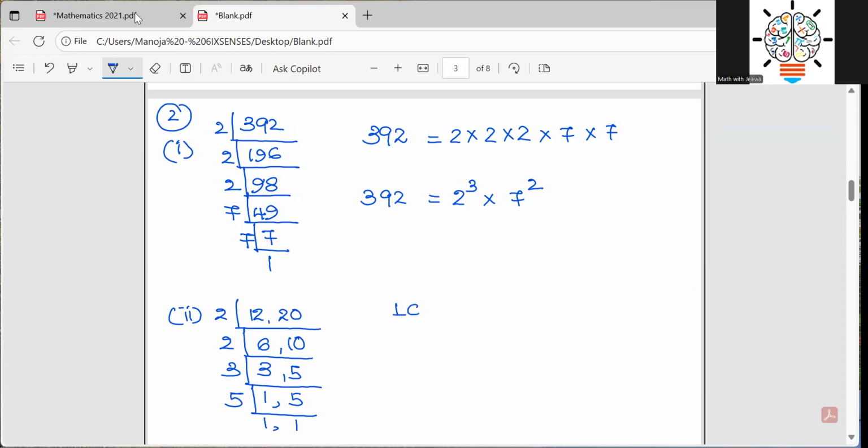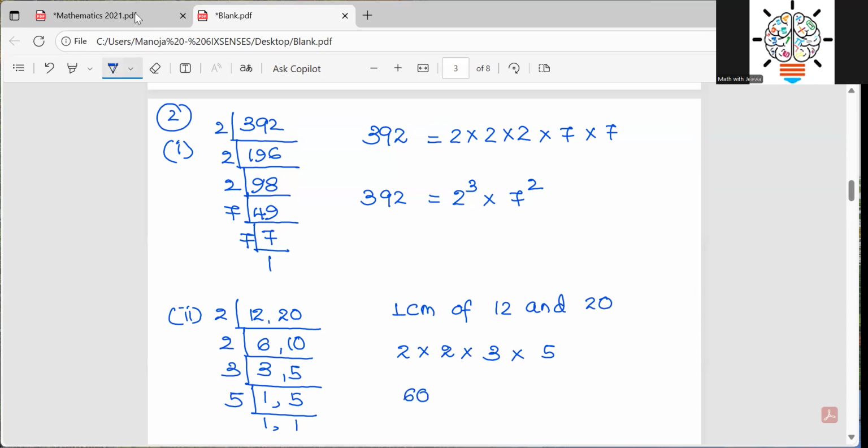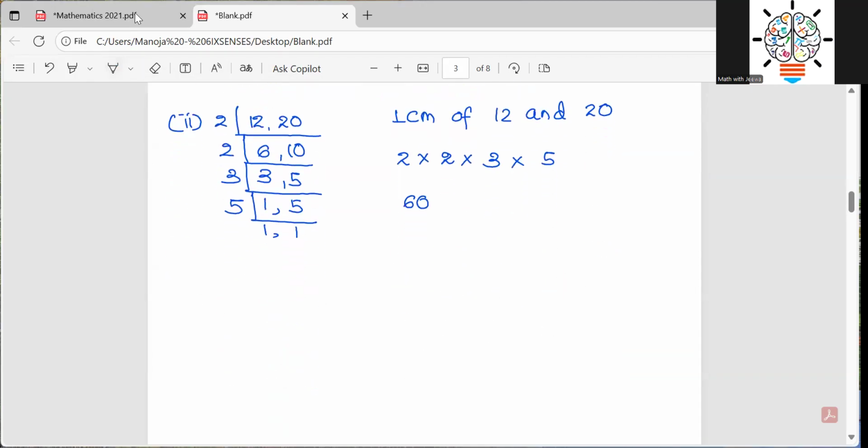So then how am I going to get the LCM of 12 and 20? So then the 2 times 3 times 5. 2 times 2, 4. 4 times 3, 12. 12 times 5, 60. So the LCM of 12 and 20 is 60. What is the next question we do have?